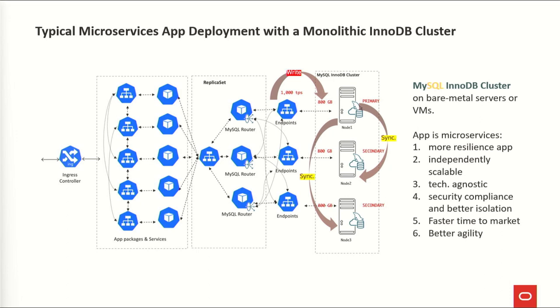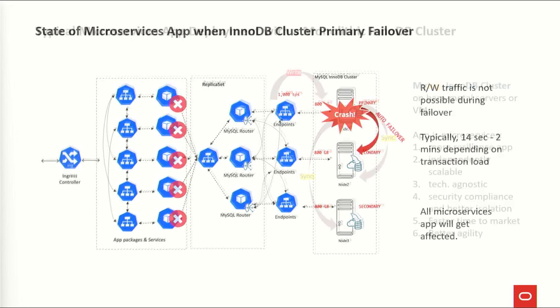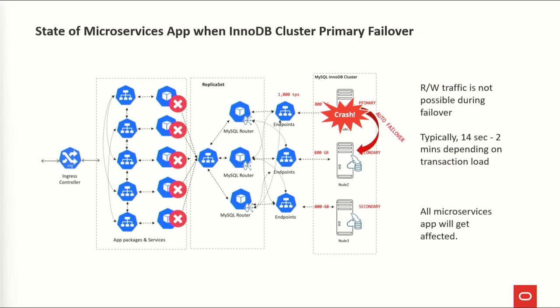Then we need to have MySQL routers that are usually running on Kubernetes. These MySQL routers will connect to the endpoints, and the microservice will connect to the service in order to connect to the MySQL routers and so on. It's very simple. But what happens if the primary nodes crash?